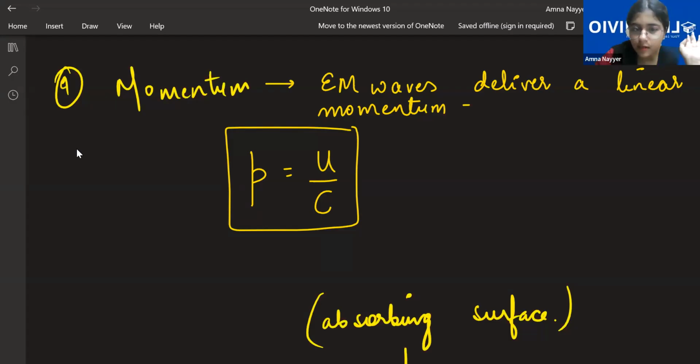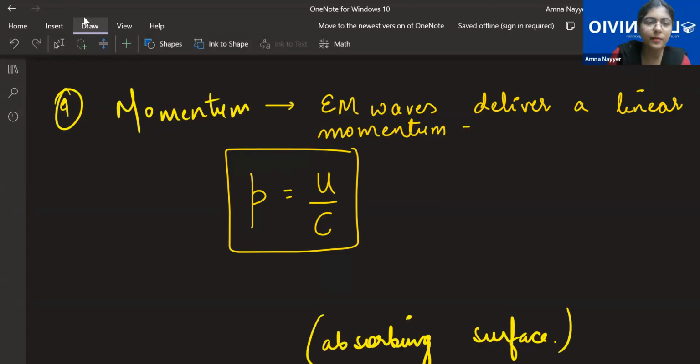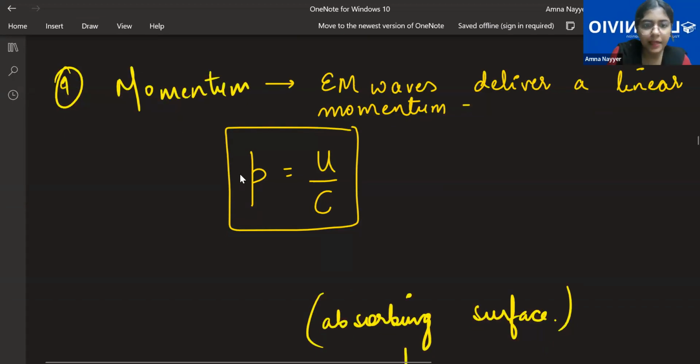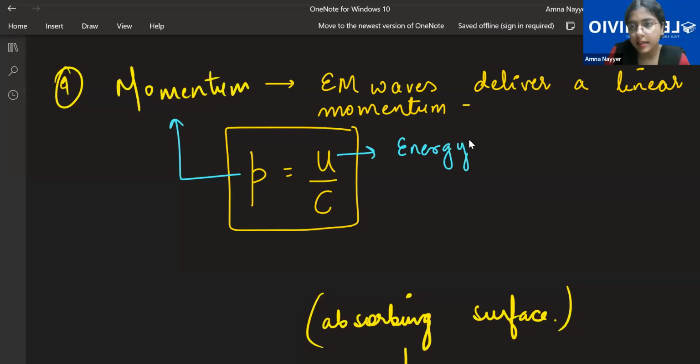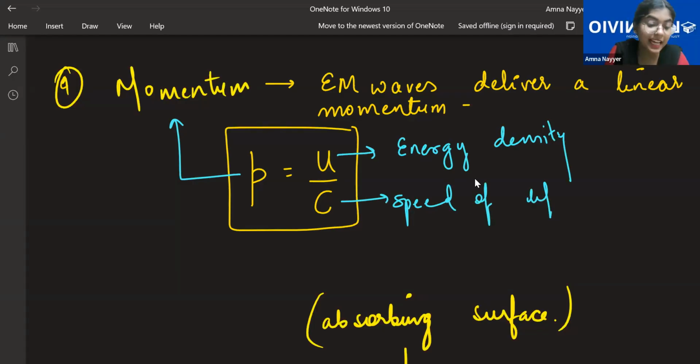Write just one line, the formula: momentum is energy density divided by the speed of light. P is the momentum, this is the energy density, and C is the speed of light. Now what is its value? 3 into 10 raised to 8. Yes, 3 into 10 to the power 8. Very good.